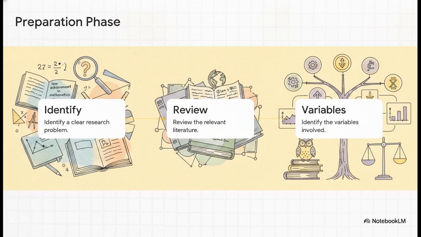Step 1 is identifying a clear research problem, and it has to be hyperspecific. Saying your problem is education is way too broad, but low achievement in mathematics among secondary school students, that is wonderfully focused. Step 2 is reviewing the literature to understand what's already known, so you aren't just reinventing the wheel. And Step 3 is identifying the exact variables involved, ensuring you know precisely what characteristics you're actually going to measure.